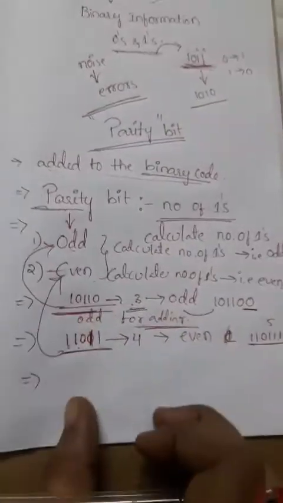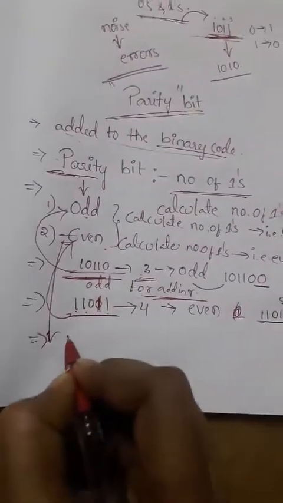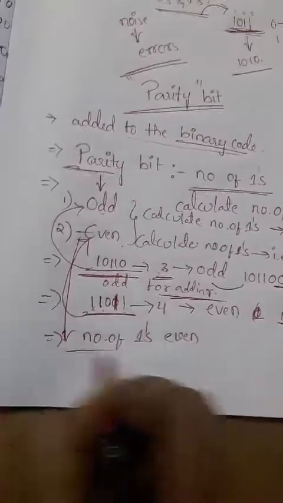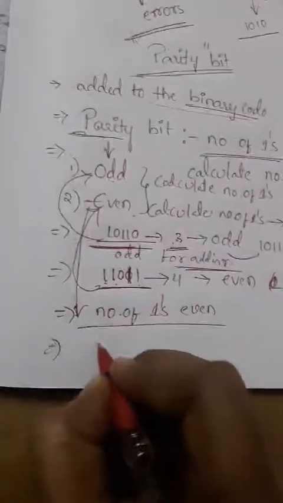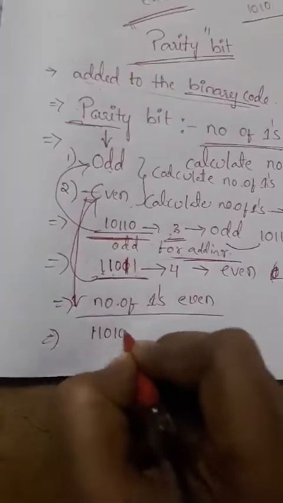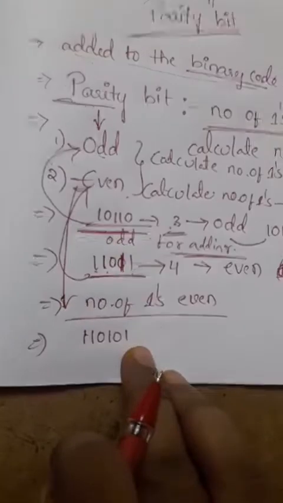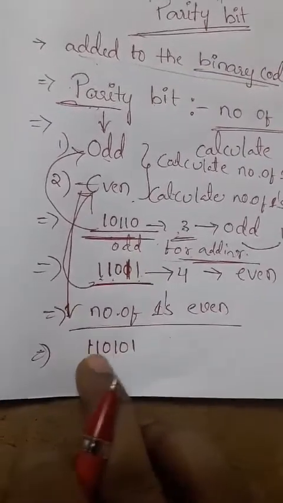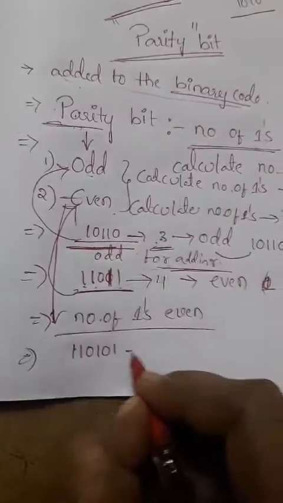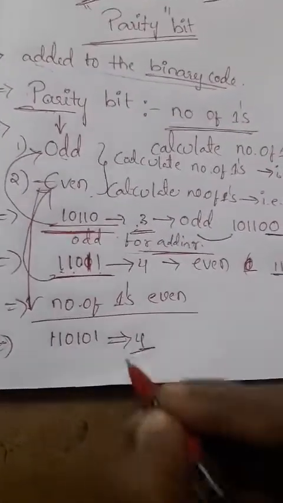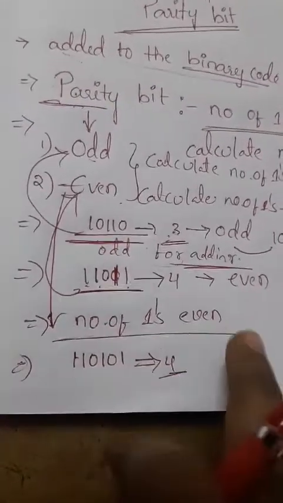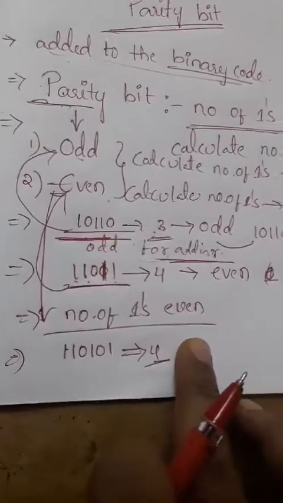In the same way we can consider even parity also. Even parity is nothing but calculating whether the number of ones is even. For example, I can take one number here, 110101. I can take a 6-digit code here. Just calculate how many ones we have. Totally 4 ones. So directly this is even parity. Why? Because this binary code has 4 ones, and 4 is an even number. That's why this number has even parity.